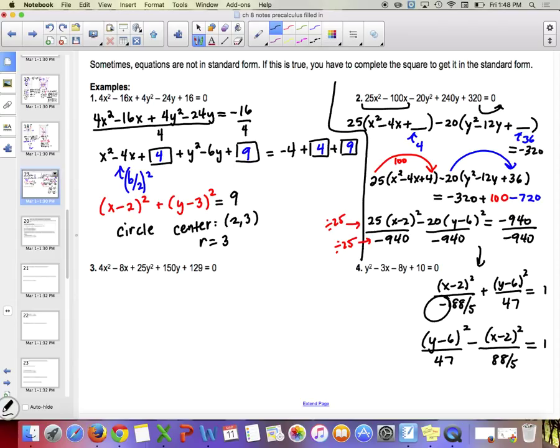So would it go like this or would it go like this? So it would be vertical, okay, because it starts with the y. Does that make sense? All right, so let's try some other ones.